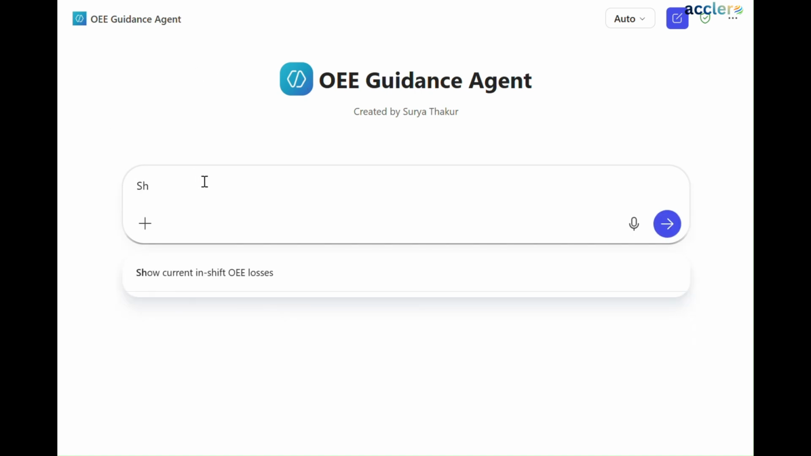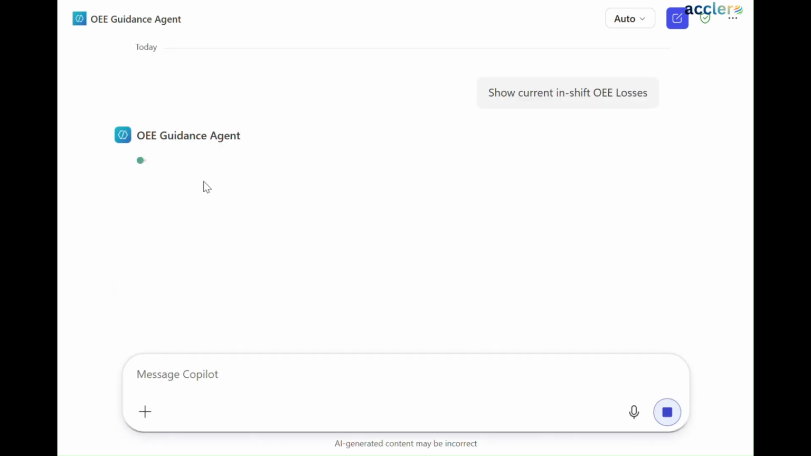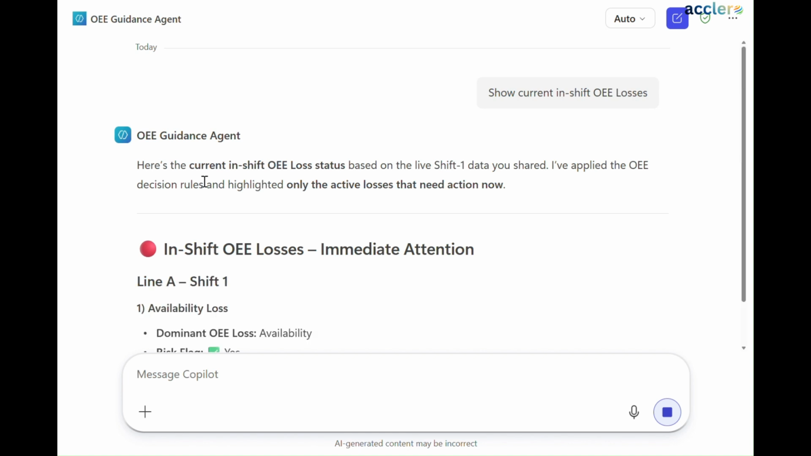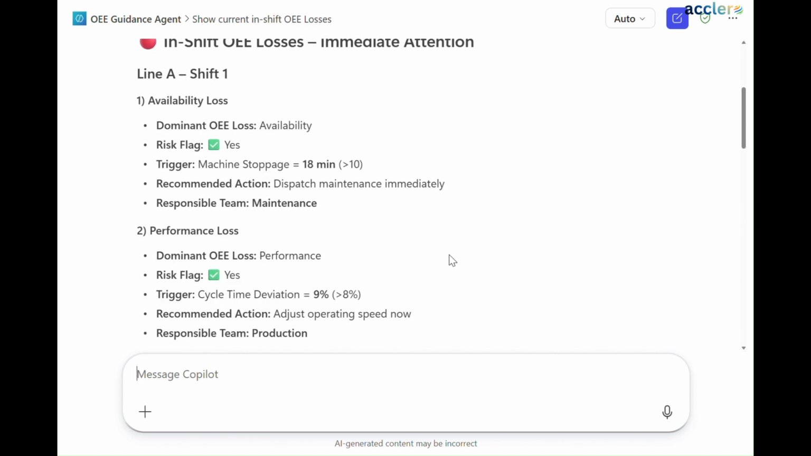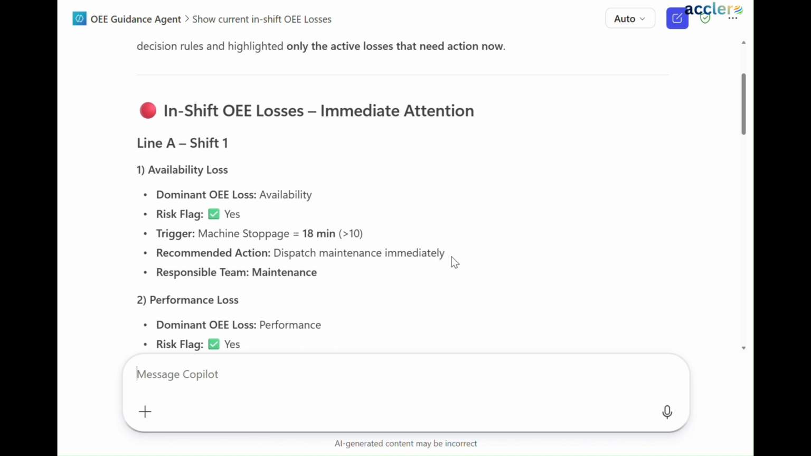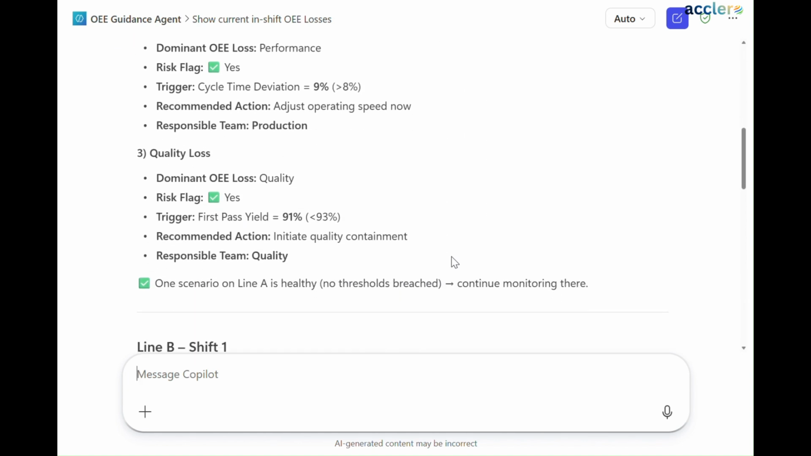So let us give the prompt for the agent: show current in-shift OEE loss. Here the agent detects a machine stoppage exceeding the defined threshold. Instead of waiting for end-of-shift analysis, it immediately classifies this as an availability loss, assigns ownership to maintenance, and recommends immediate intervention. The outcome is that downtime is corrected within the same shift, preventing further production loss.